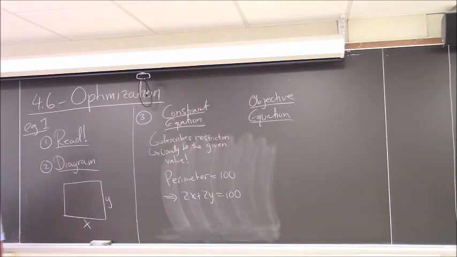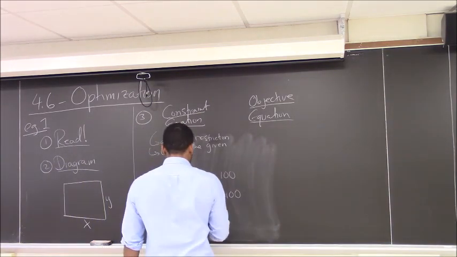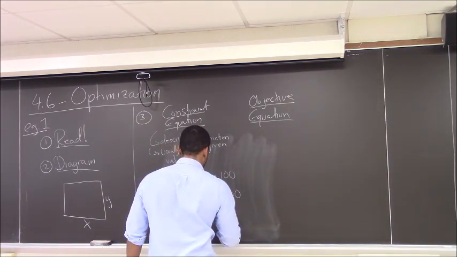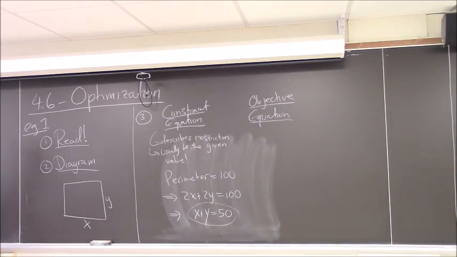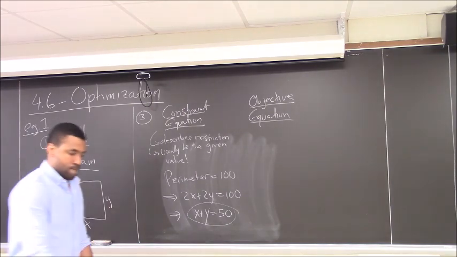that describes the restriction. I can also say x plus y equals 50. And this is my constraint equation. This is an equation that describes the constraints that are on my x and y. The sum of x and y must be 50.